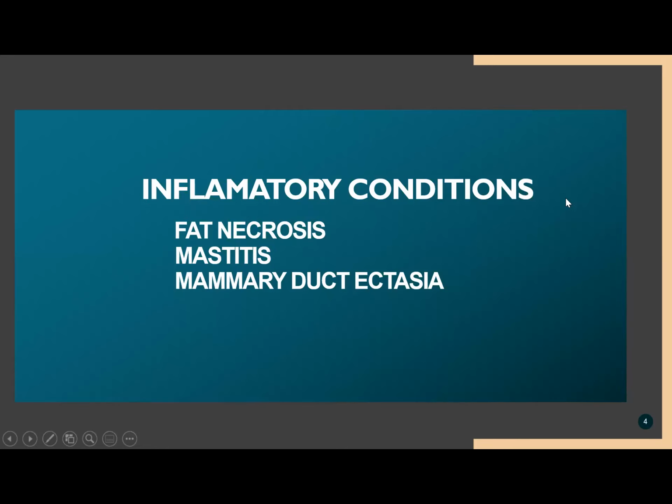First we will discuss the inflammatory conditions: fat necrosis, mastitis, and mammary duct ectasia. There are three types of inflammatory condition. With these conditions, the first thing you can see is a lot of pain, and you will feel very uncomfortable.